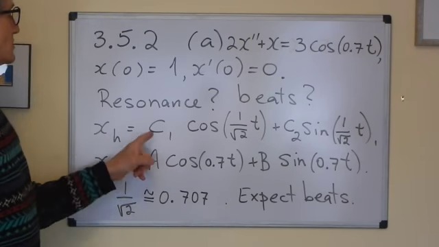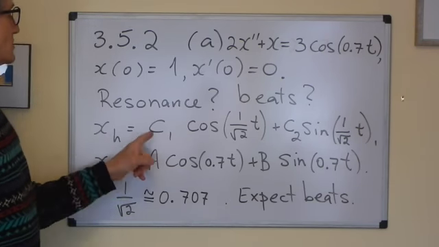And so multiplying both sides by 50, I get A is equal to 150. And the coefficients of sine on the right-hand side, obviously the coefficient of sine is 0. And on the left-hand side, I get 0.02 B. And so B has to be 0. So there's no sine term in the particular solution. So the particular solution is 150 cosine 0.7t.